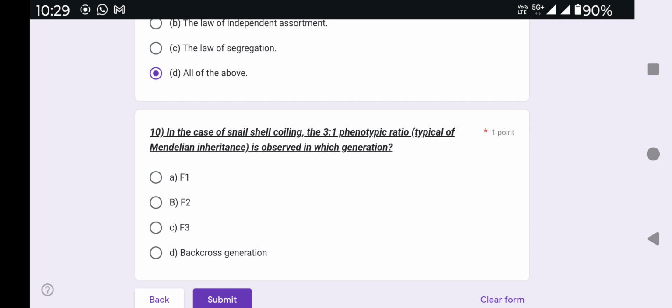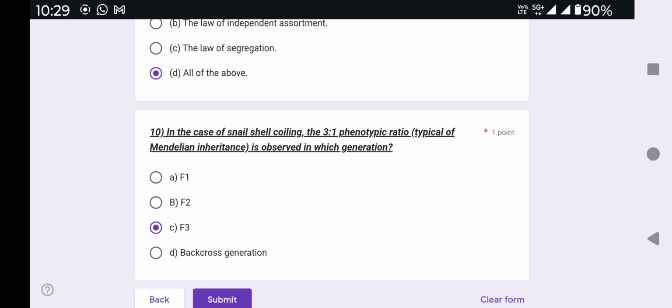And the last question. In the case of snail shell coiling, the 3:1 phenotypic ratio typical of Mendelian inheritance is observed in which generation? The options are F1 generation, F2 generation, F3 generation, and backcross generation. The correct answer is F3 generation. The 3:1 ratio is observed in the F3 generation, not in F1. Why not in F1?